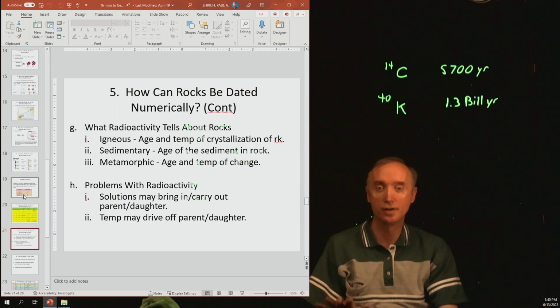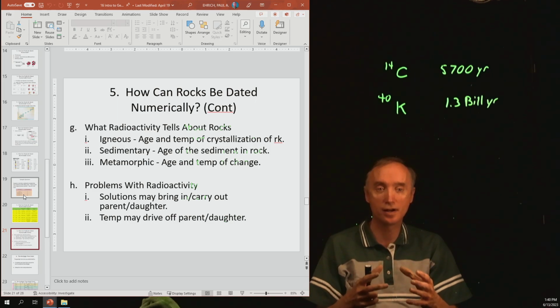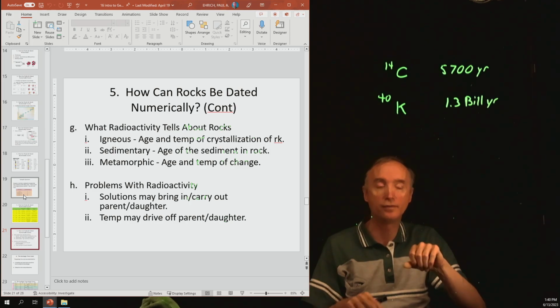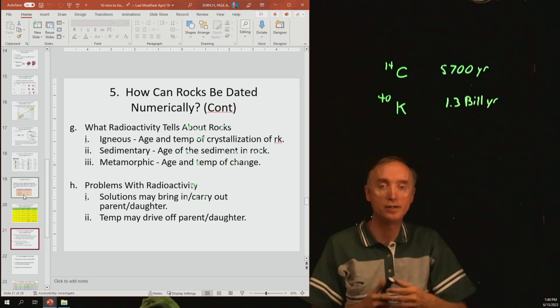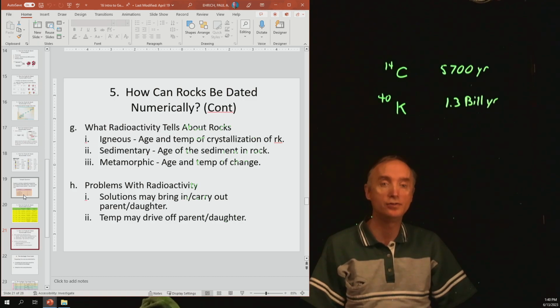Another thing is that when a rock is heated up, it can cause changes inside the rock, and certain minerals can escape. And if they escape, they are going to take either parent material or daughter material with them, and again, that could change the perceived age of the rock.